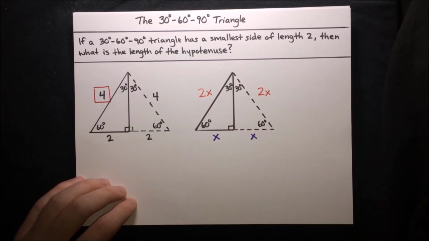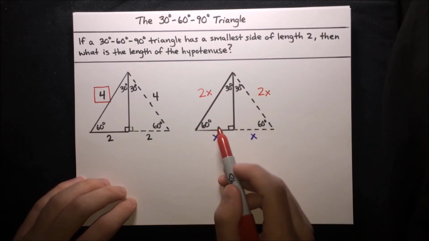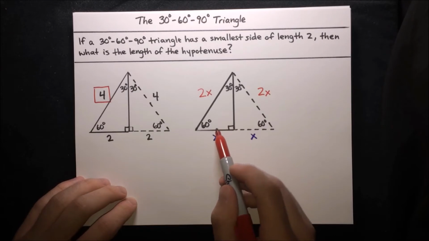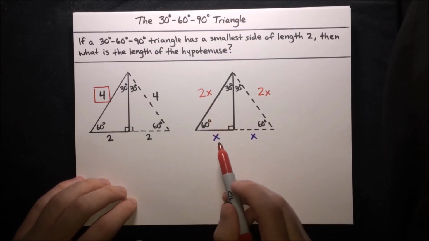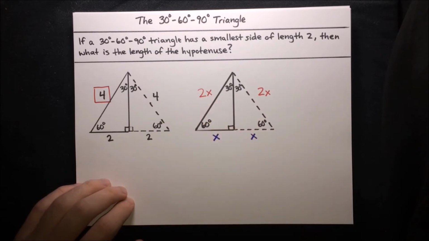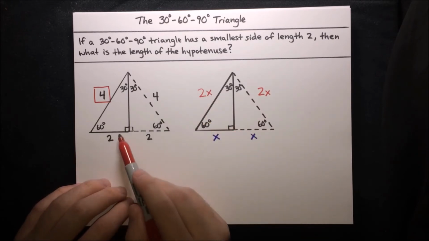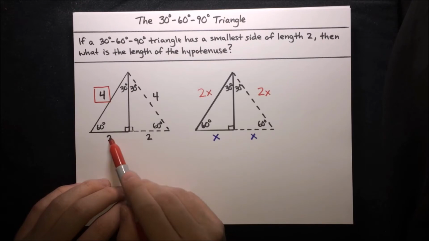So basically, if you know the smallest side of a 30, 60, 90 degree triangle, and you want to find the hypotenuse, all you have to do is double it. And just as a sanity check, this matches up perfectly with our first example. 2 times 2 makes 4. You double 2, you get 4.